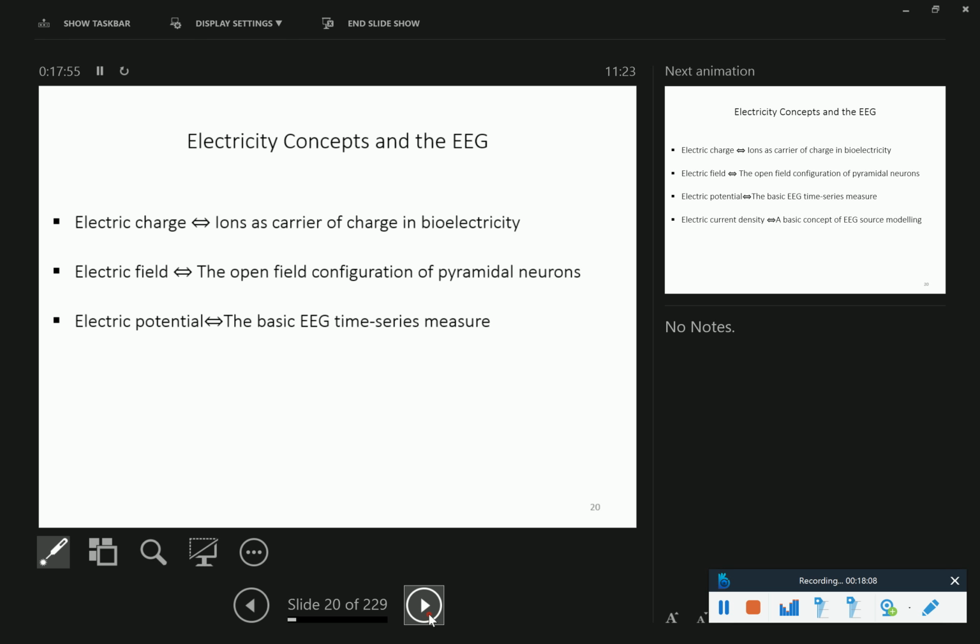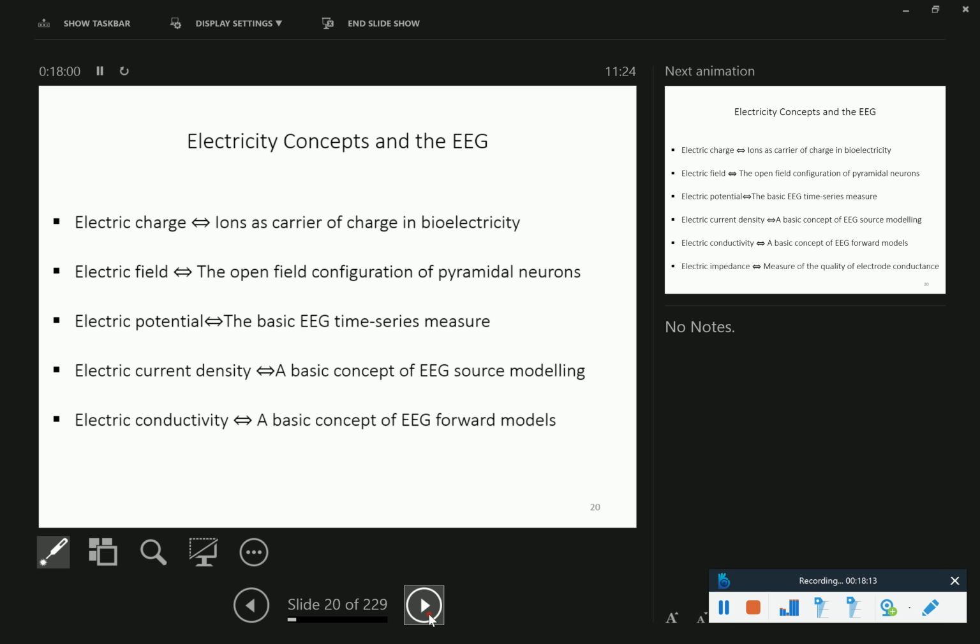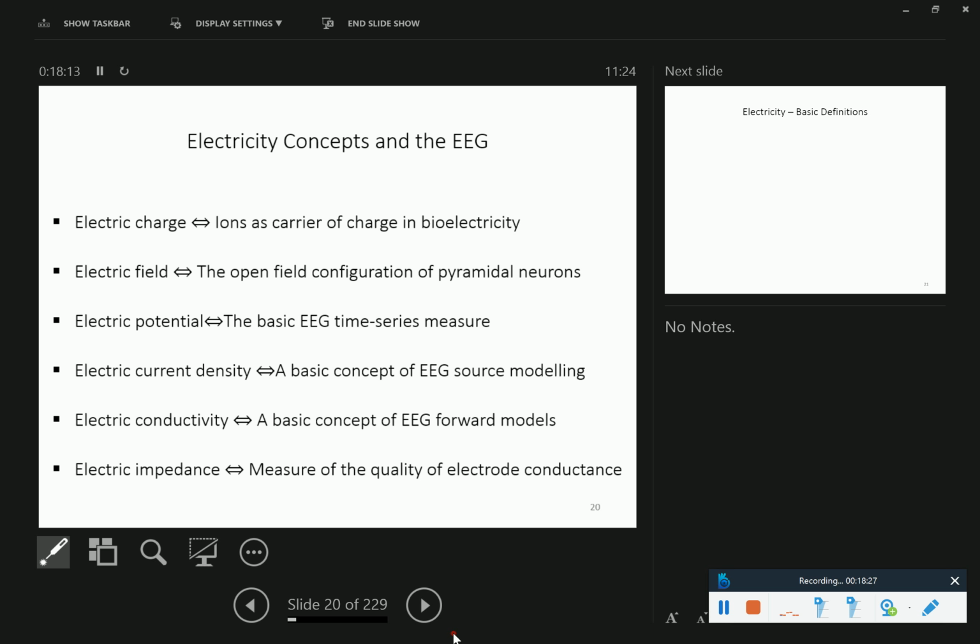Electric potentials we have to talk about because they're the basic EEG time series measure. Electric current density is needed for source modeling, which I told you about. Electric conductivity plays a role as a basic concept for EEG forward models, which will show up when you click them in SPM, so it makes sense to know about it. Impedance we talked about. So this is a motivational slide to deal with these physics concepts in our context, and it should also help you relate these basic definitions to something you're actually interested in. At least I hope that, namely EEG.